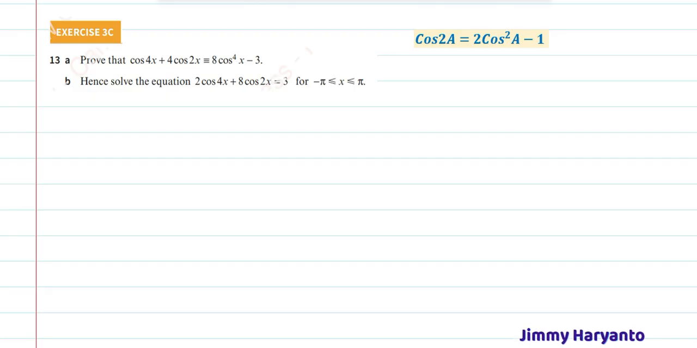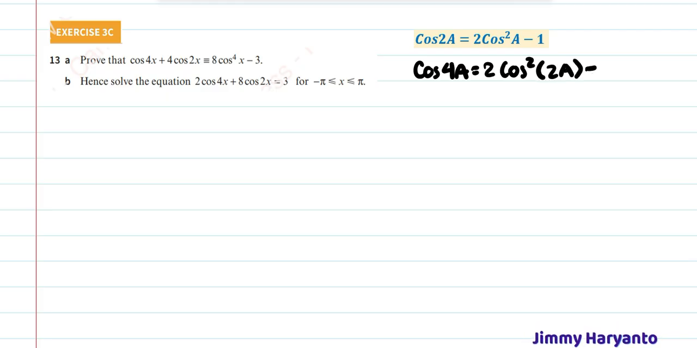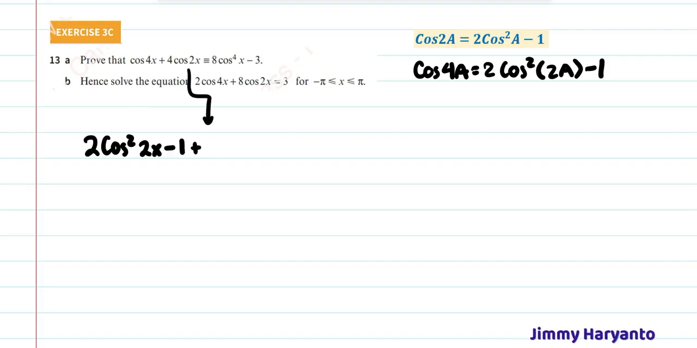But I will modify it a little bit because we have cos 4x. If the cos 2x is like this, that means cos 4x will become 2 cos square 2x minus 1, using the 2a formula. So for the cos 4x, it will become 2 cos square 2x minus 1. Okay, and then I will leave this one, just edit this like this.